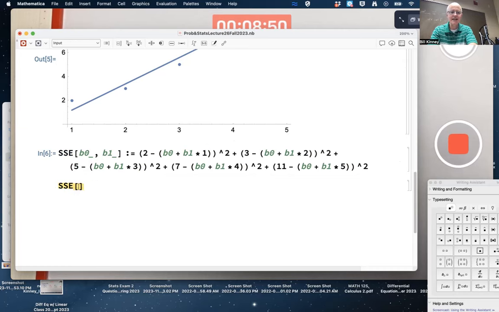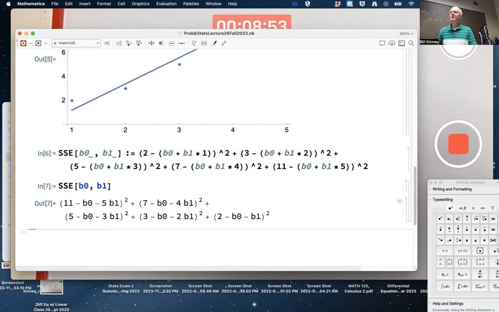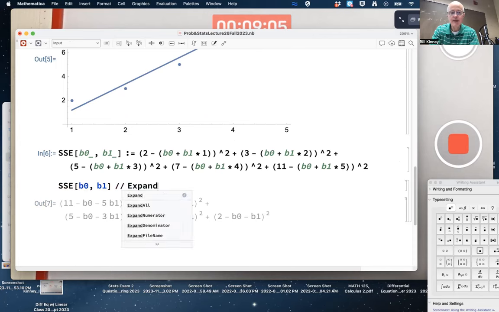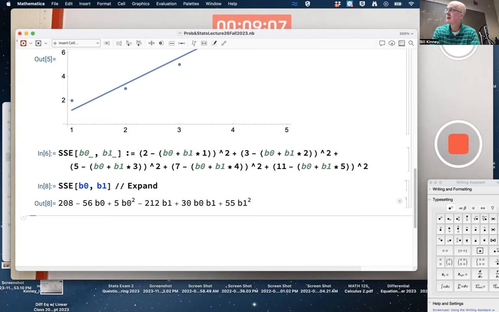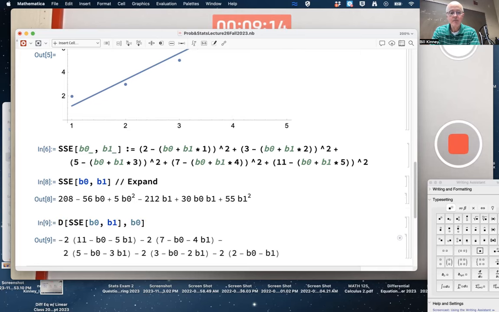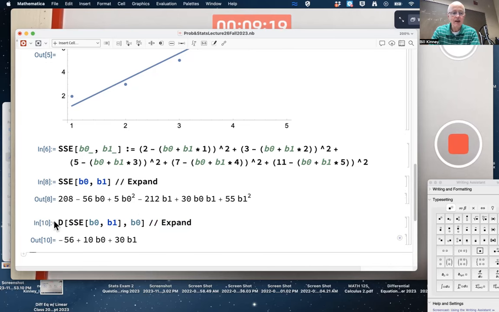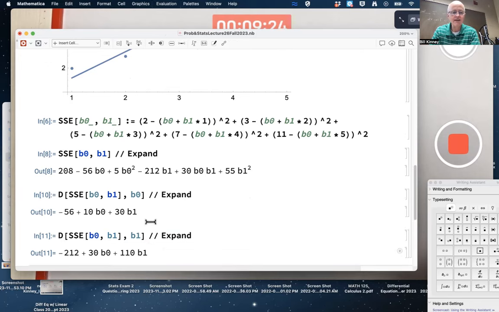There is SSE as a function of 2 variables in a form that is kind of nice to differentiate, like we did last time by hand. You can expand it as well to see it in an expanded form. That's kind of nice too. And yeah, if you use capital D in Mathematica to do your differentiation, there's the derivative. Maybe we want to expand that. That'll simplify it. And that's the derivative with respect to b0. The derivative with respect to b1 looks like that.